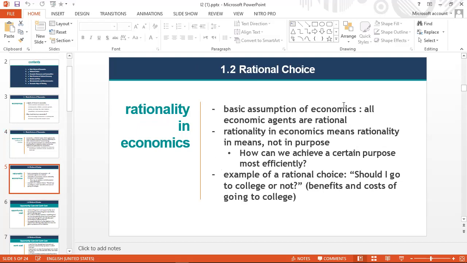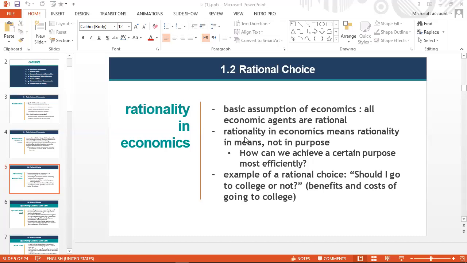Decision or economic decision is based on rational choice. What is rational choice? It says that the human being is rational or is responsible for his choices and he makes his choices to maximize his utility. So the basic assumption: all economic agents are rational.